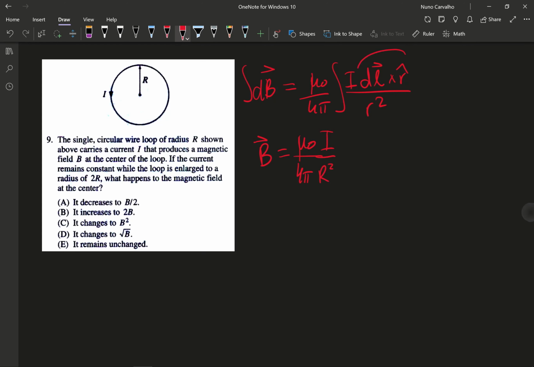And then this here will just simplify to be dl because we're always going to be perpendicular to the point with how we're doing this. What we need to know is that the integral of dl is just going to be 2 pi r, which is the circumference of the circle. So we have something that looks like this, which is to say that overall the magnetic field is going to look like this. And so all you need to think about is that if I was to double the radius, I'd basically be turning this formula to look like this, which is to say that we're making the field half as big. And so the correct answer here is going to be A.